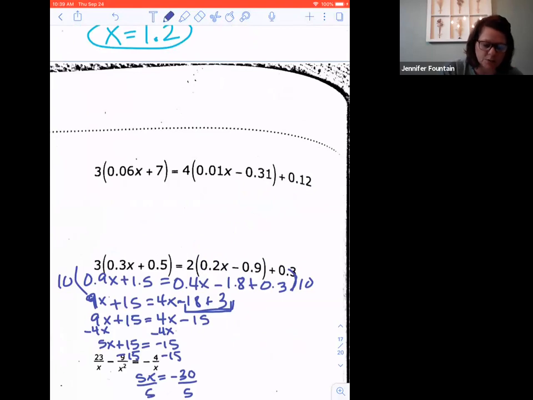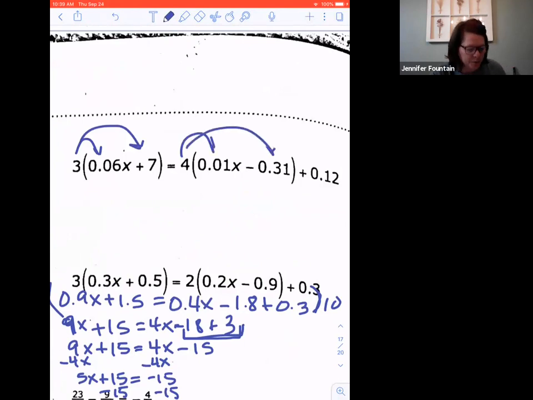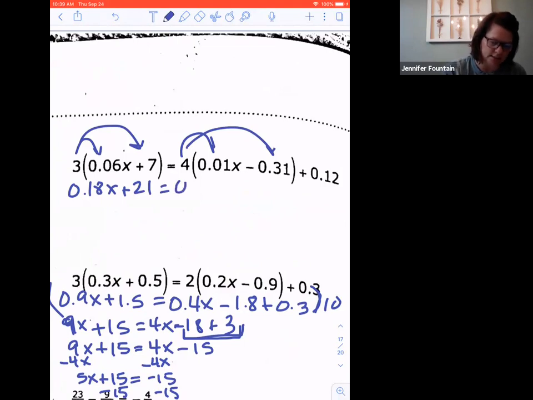All righty, so I start by distributing 3, 4. So now I have 3 times 0.06. So that's going to be 0.18x plus 3 times 7 is 21 equals 4 times 0.01 is going to be 0.04x minus 0.31 times 4 is 1.24 plus 0.12.